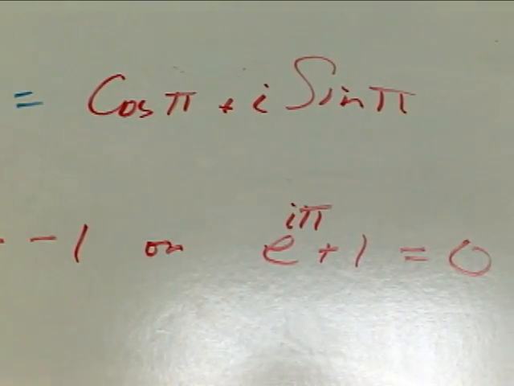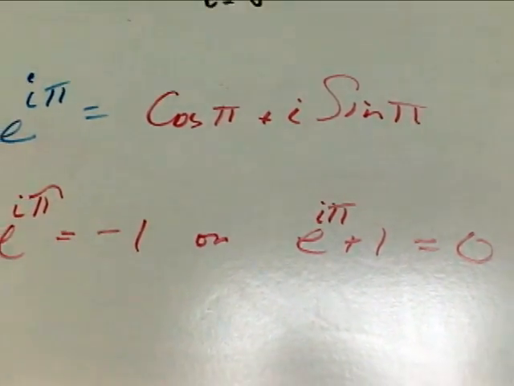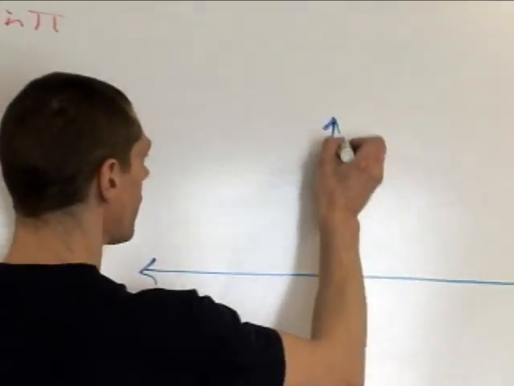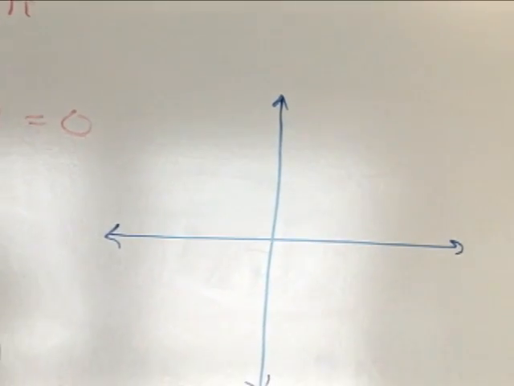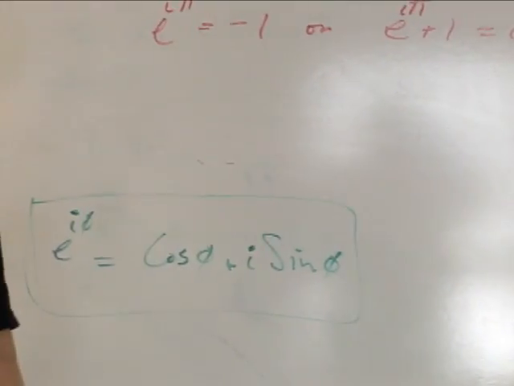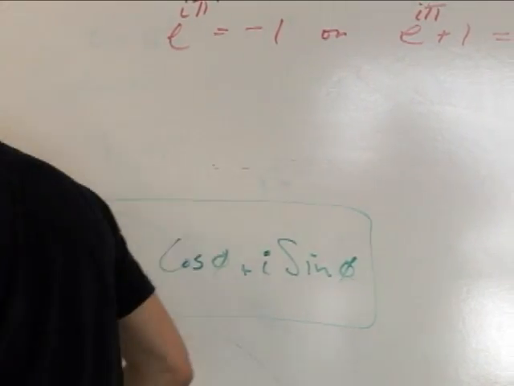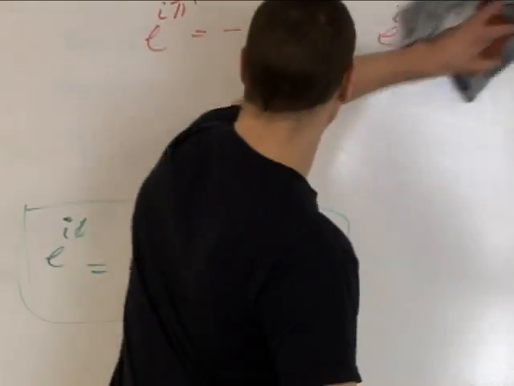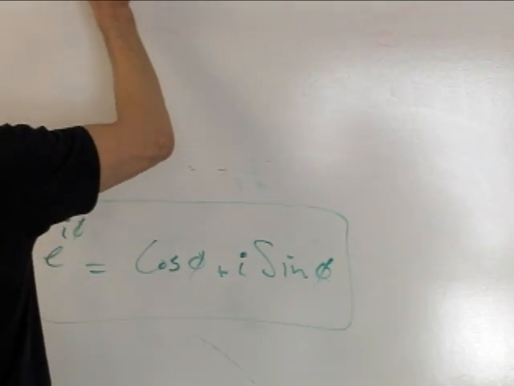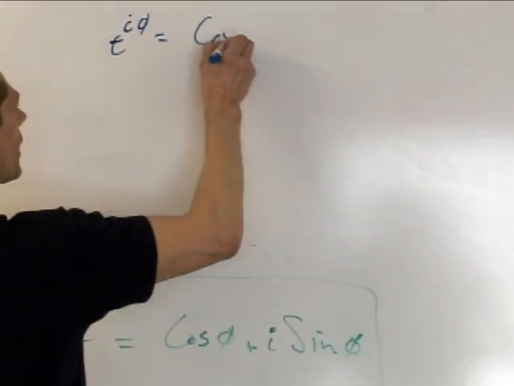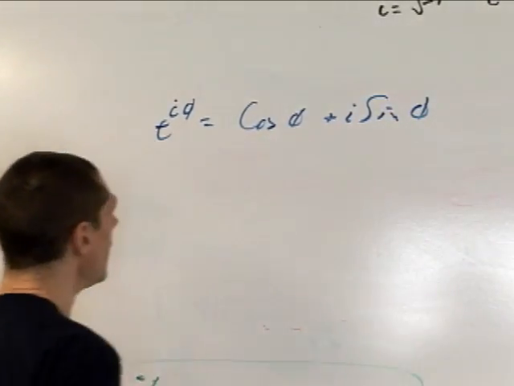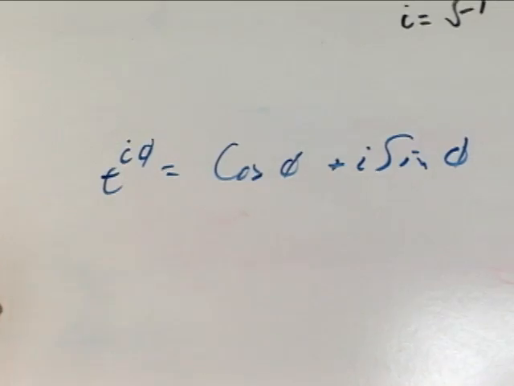But what does this have to do with figuring out stuff in the complex plane? Oh, and let me do one more thing too. So you know that you have this right here. So we have this, e to the i theta is equal to cosine of theta plus i sine theta. Why was this so important?